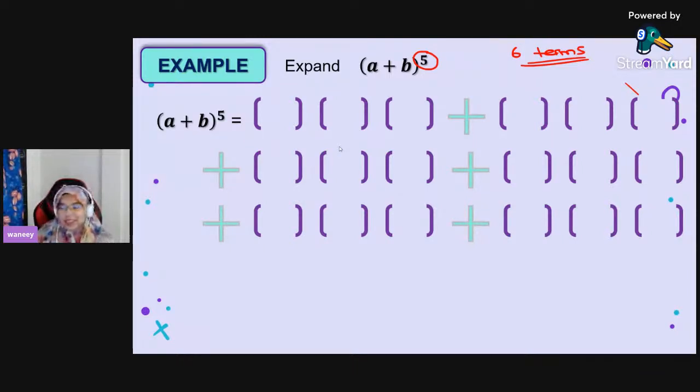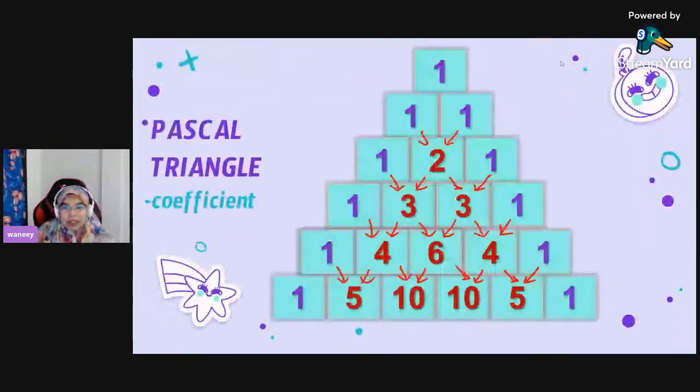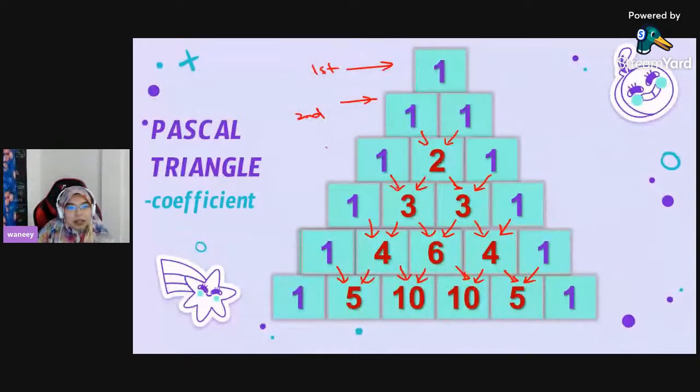Okay, so now we are saying that we should have 6 terms. That means based on your Pascal triangle, take the values for the 6th layer. So this is the first layer, first, second, third, fourth, fifth, sixth.